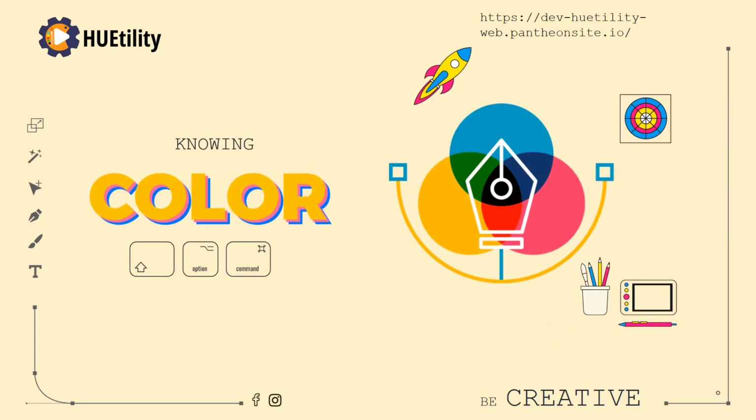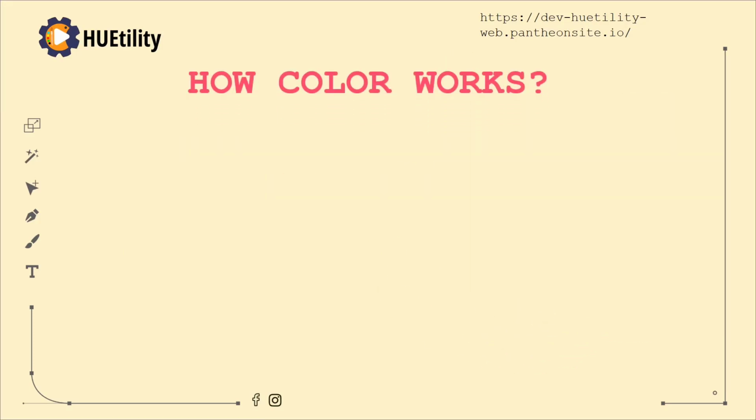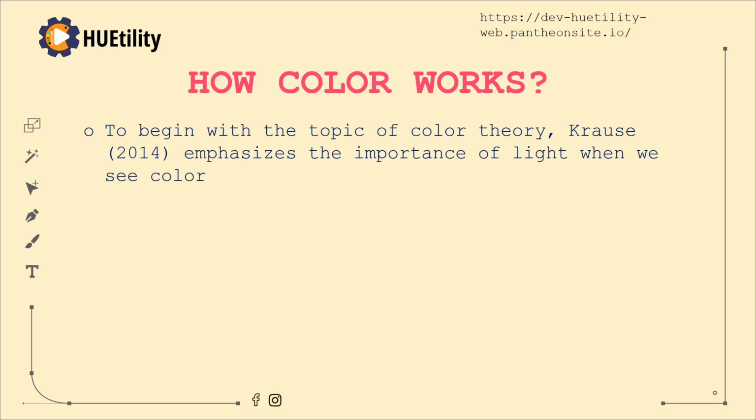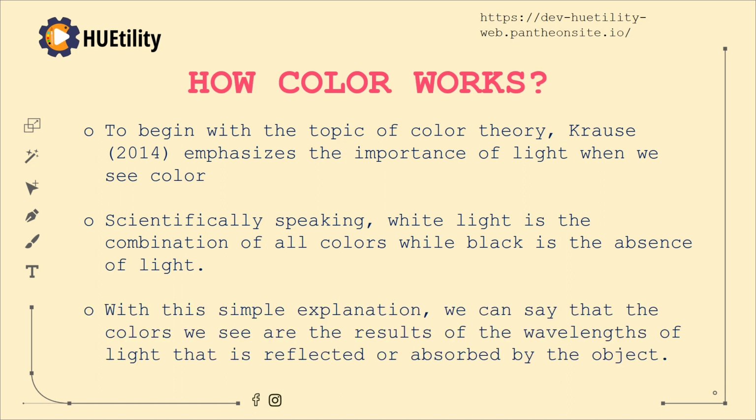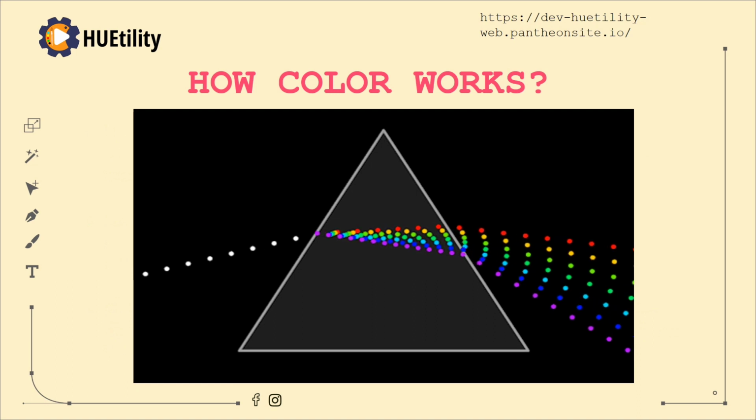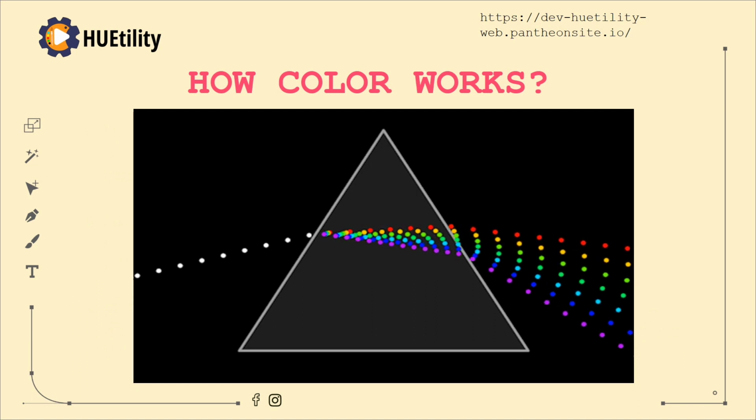Knowing more about colors. How color works. To begin with the topic of color theory, we must emphasize the importance of light when we see colors. Scientifically speaking, white light is the combination of all colors, while black is the absence of light.